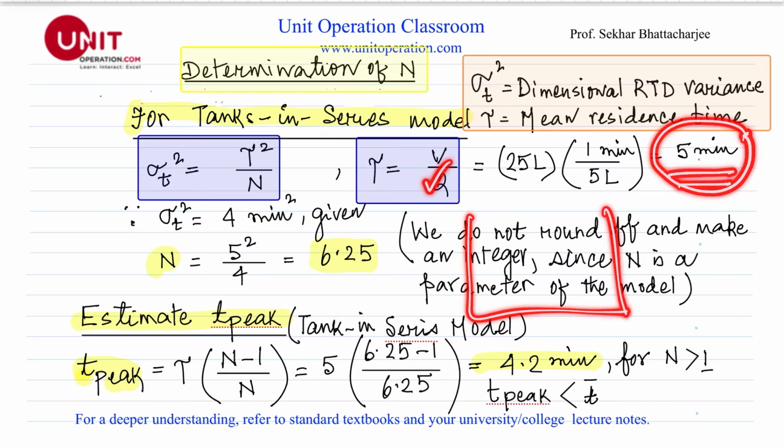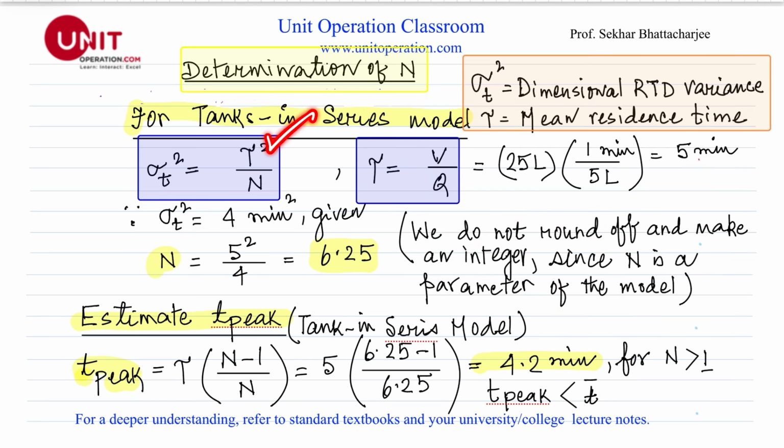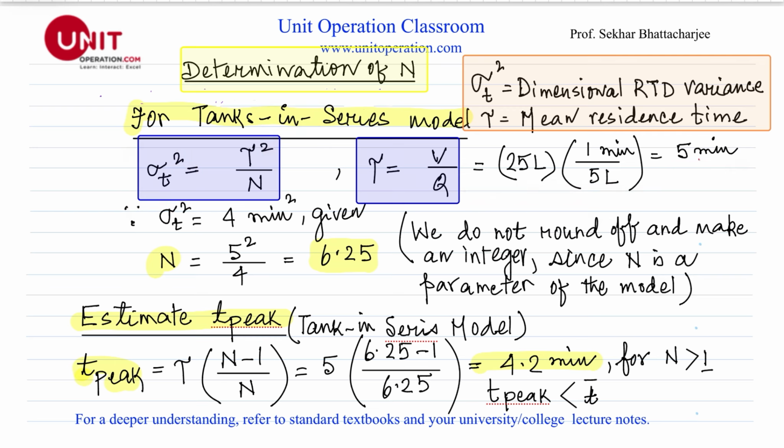So basically here, although there is a lot of non-ideality present, that means all the fluid elements do not spend exactly the same amount of time inside the reactor, overall the average residence time of the fluid is 5 minutes. So this value is already known to you, and can be calculated like this. And this value is given. We'll see how this value is estimated from actual reactor experimental data. So from here, we can find out the value of N. And the value of N comes to be 6.25.